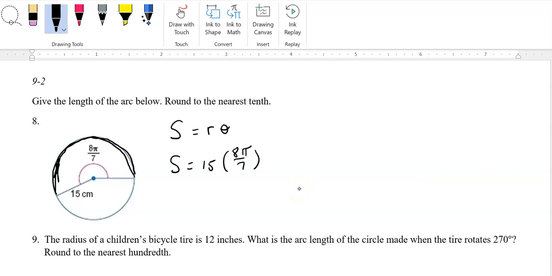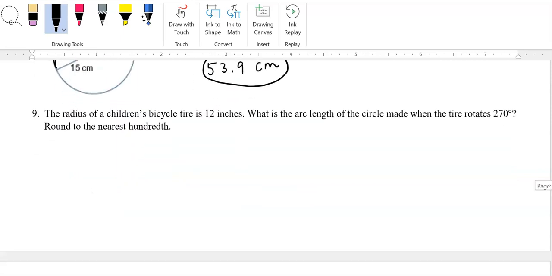And then divide that by 7, and you're rounding to the nearest tenth. And so the decimal on your calculator is 53.85587. So to the nearest tenth, that's going to be 53.9. And since the radius is in centimeters, we always make the arc length units the same as whatever the radius is. So there's my answer for number 8.